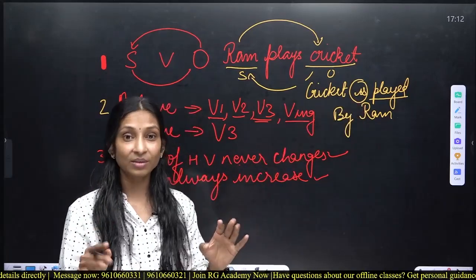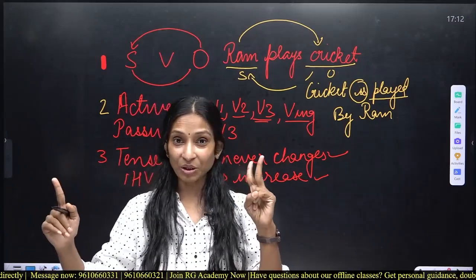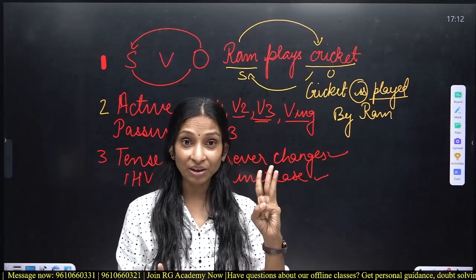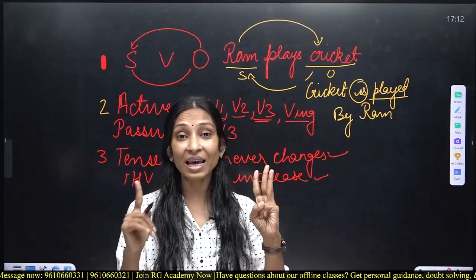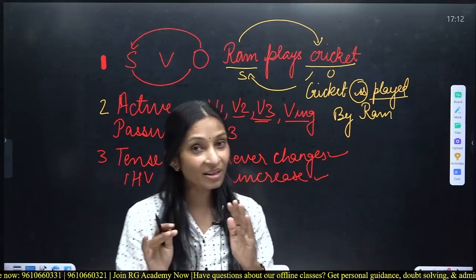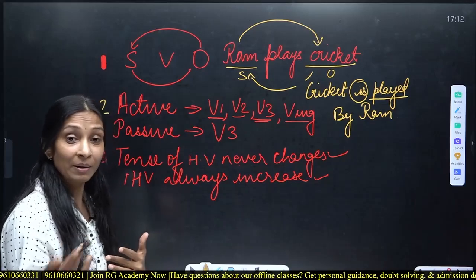So three things. Number one, the main verb will go to third form. Number two, the tense of the helping verb will not change. Number three, you're going to increase one helping verb, and if there is no helping verb, you're going to put one. So this is how we are going to keep this point in mind, right?